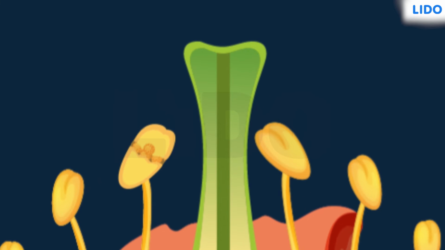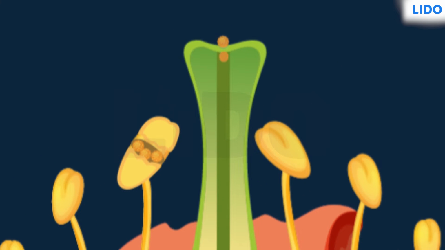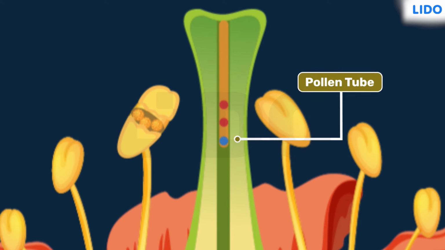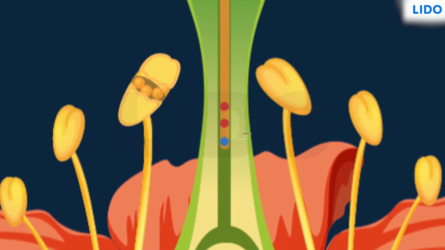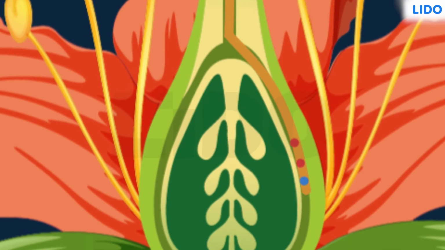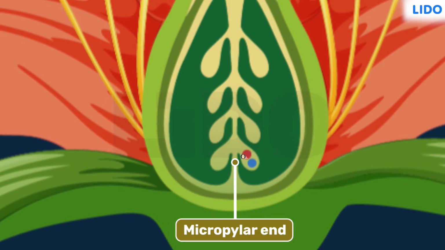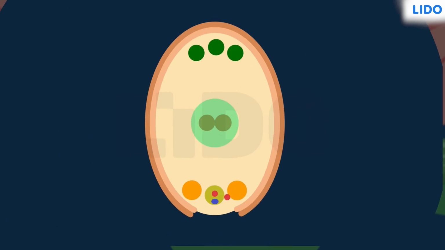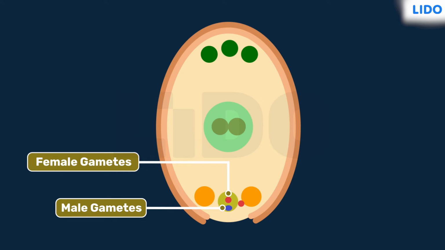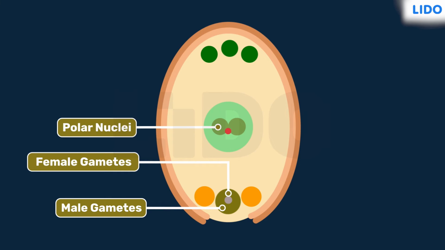The pollen grain lands on the stigma and forms a tube called the pollen tube that carries the male gametes through the style and inside the ovule via the micropylar end. One of the male gametes fuses with the female gamete while the other male gamete fuses with the polar nuclei.